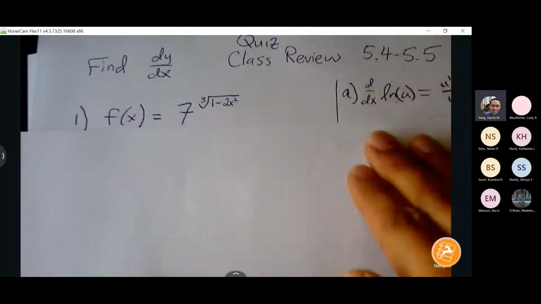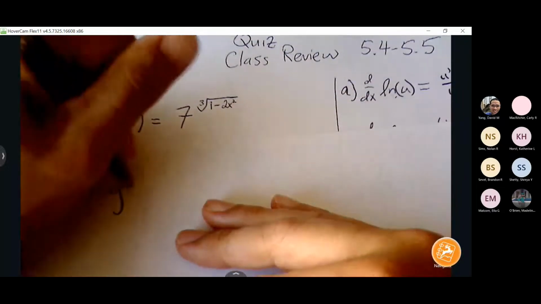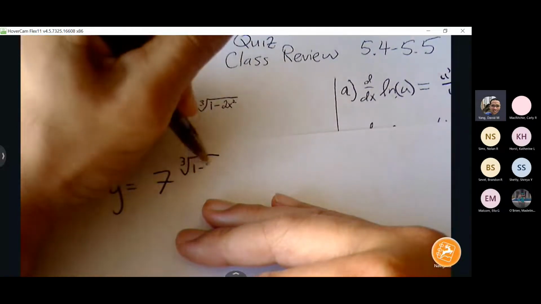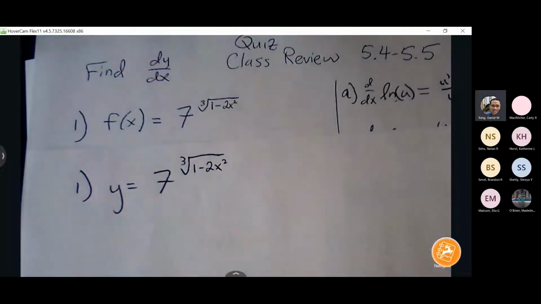Okay, so let's start with number 1 here that I have on this worksheet. Y is equal to 7 raised to the cube root of 1 minus 2x squared. All right, so now this matches nicely with our a to the u rule.